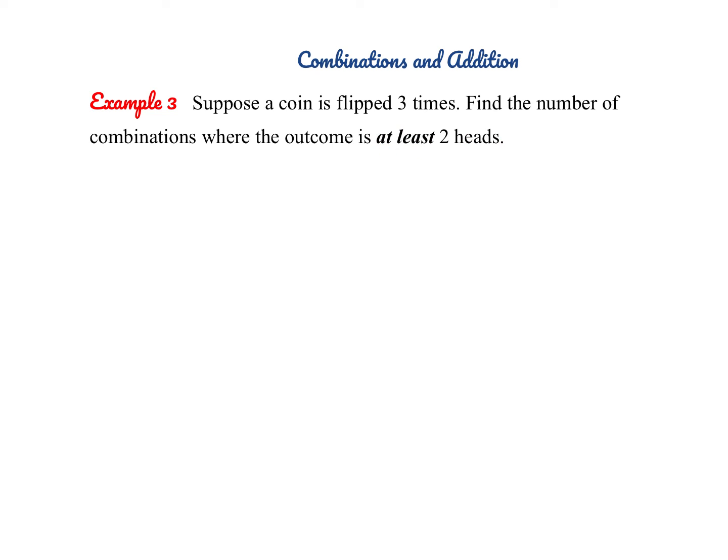When you see something like this, where the outcome is at least 2 heads, really we're talking about 2 different scenarios here. We know that the outcome could be 2 heads or 3 heads. So when you see something with at least, which would be an or problem, 2 heads or 3 heads, we're actually going to find those 2 combinations separately and then add them together. So whenever you see at least, which is something or something, we're going to add the two separate numbers of combinations together.